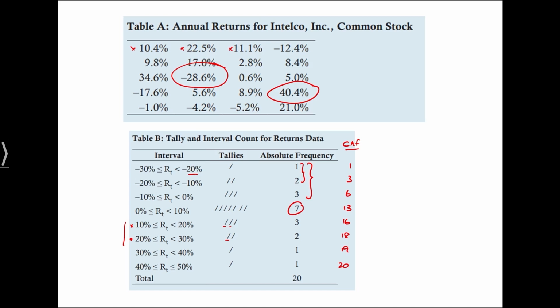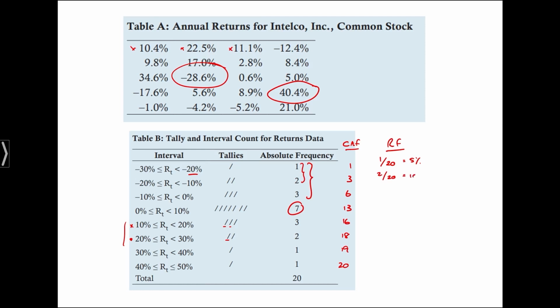Okay. Now, next thing to talk about is our relative frequency. I'm going to call that RF, relative frequency here. And all we're going to do is take our absolute frequency and convert it into a percentage. So 1 out of 20 observations lie minus 30 to minus 20. So that's 1/20th, which is, of course, 5%. 2 observations lie between minus 10 and minus 20, so 2/20ths.